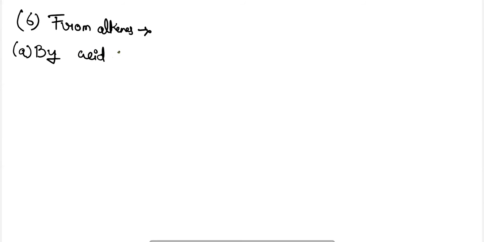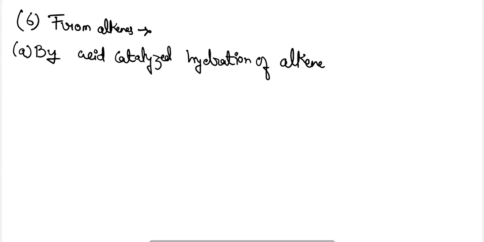Next, preparation of alcohols from alkenes. Alcohols can be prepared from alkenes, and the first method is by acid catalyzed hydration of alkenes.